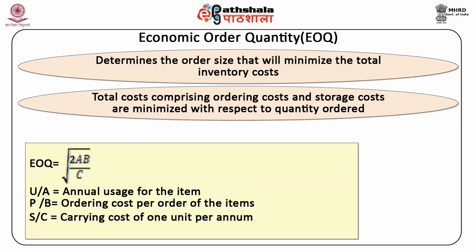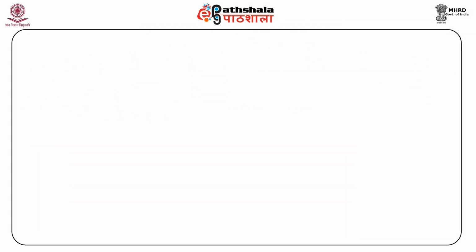U upon A is equal to the annual uses of the item. P upon B is the ordering cost per order of the item. S upon C is the carrying cost of 1 unit per annum.